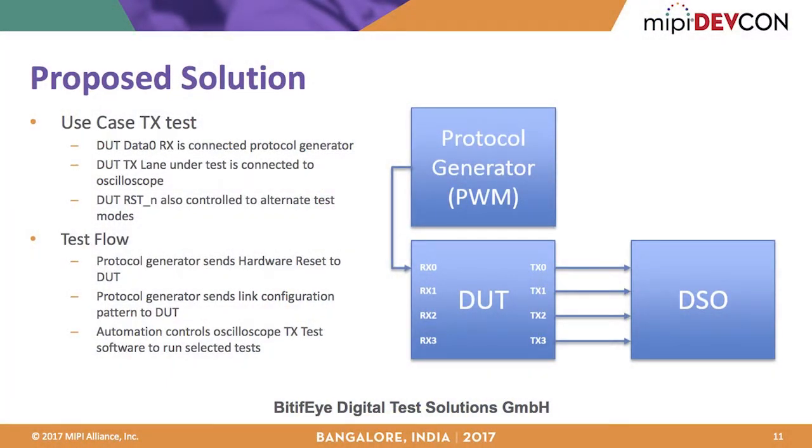Likewise, we have a slide for the transmitter test. So here the DOT data 0 RX is connected to the generator. The DOT TX line under test is connected to the oscilloscope. The RSTN is also controlled to alternate the test mode. The protocol generator sends a hardware reset to the DOT, and it sends the link configuration to the DOT, and the automation controls the TX test software to run the selected tests.